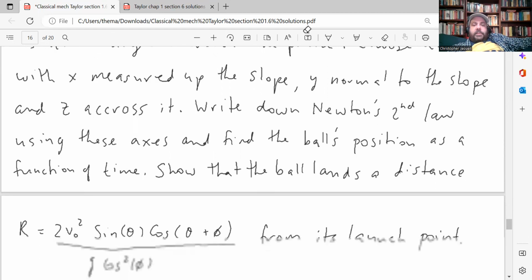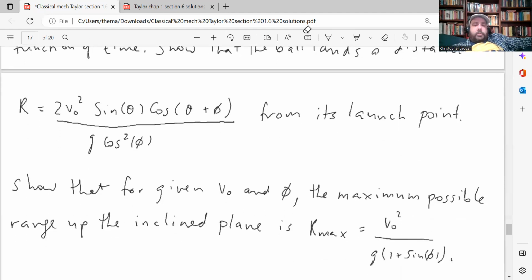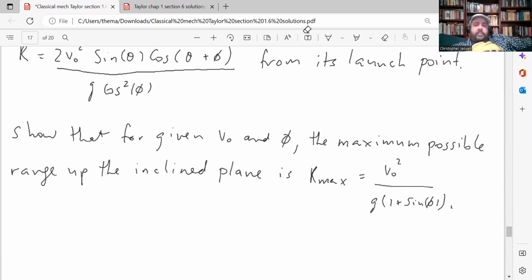Show that the ball lands at a distance r equals 2v0 squared sine theta, cosine theta plus phi over g cosine squared phi from its launch point. And then they want us to show that for given v0 and phi, the maximum possible range up the inclined plane is r max equals v0 squared over g times 1 plus sine phi.